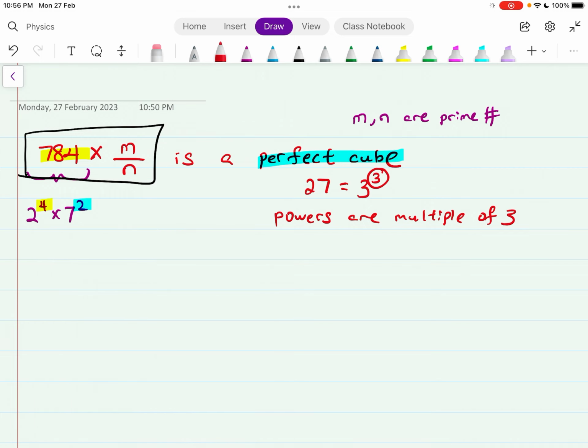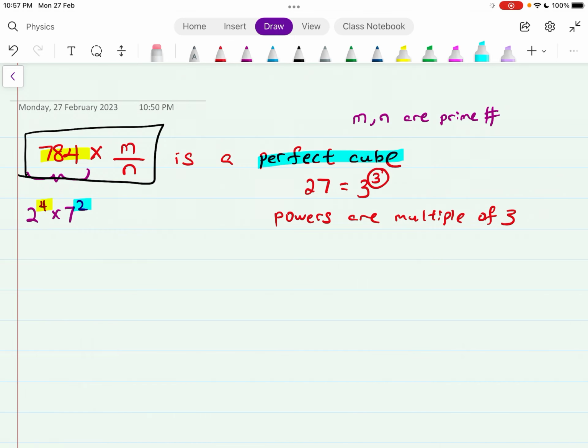Alright, okay, so of course if you look at this whole thing, they want 784 times m divided by n, the whole thing, to be a perfect cube. And we already know that 784 is actually 2 to the power of 4 times 7 squared. So the power is not a multiple of 3. So how do I make the whole thing a multiple of 3?